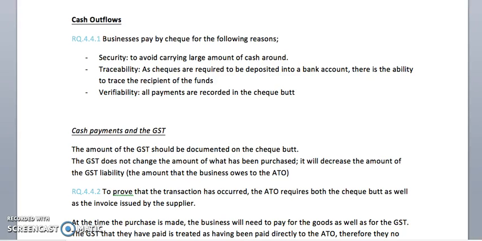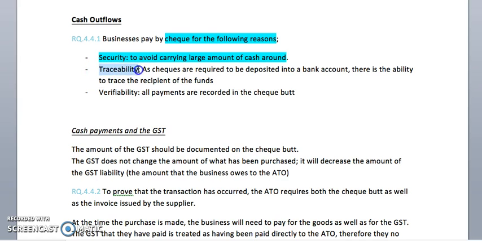Hello everyone, this video is about the cash outflows in relation to GST. First of all, it's going to go through the idea of checks. The reason that people still tend to use checks is for the following reasons. For security, to avoid carrying large amounts of cash around. It is dangerous to carry large amounts of cash around. I think it's all pretty obvious as to why.